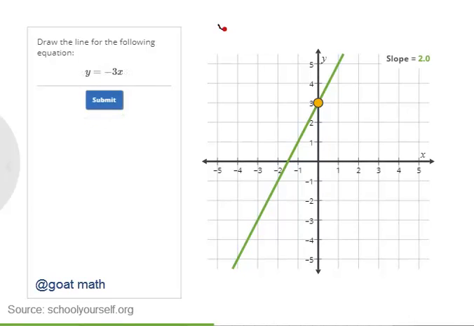Excellent! So here's the line y equals 2x plus 3. Its y-intercept is 3 and it has a slope of 2. Here's your next challenge. Try drawing the graph for this equation, y equals negative 3x. Notice that you're not adding or subtracting anything after the x term, so you can think of this as negative 3x plus 0.